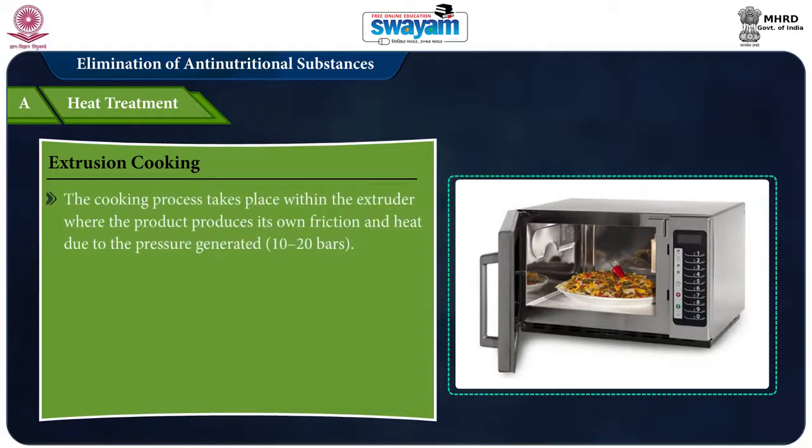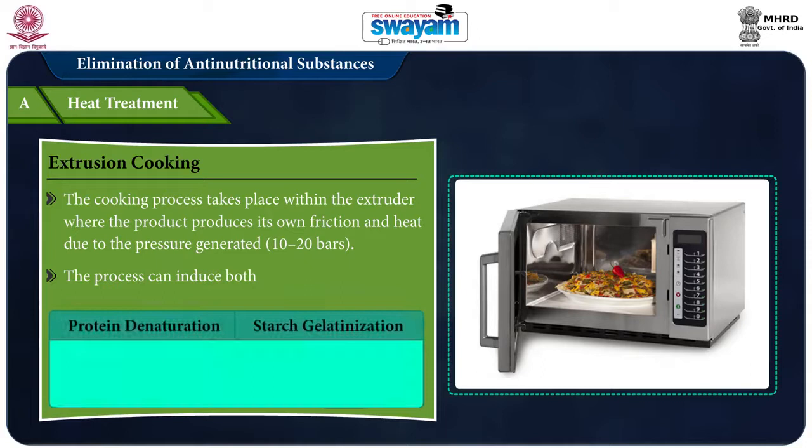The cooking process in this takes place within the extruder where the product produces its own friction and heat due to the pressure that is generated, that is 10 to 20 bars of pressure. The process can induce both protein denaturation and starch gelatinization as well as complete inactivation of hemagglutinins in food materials.